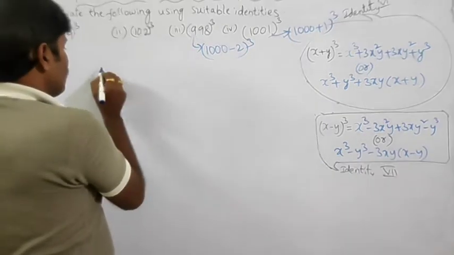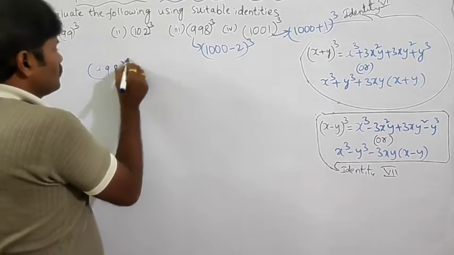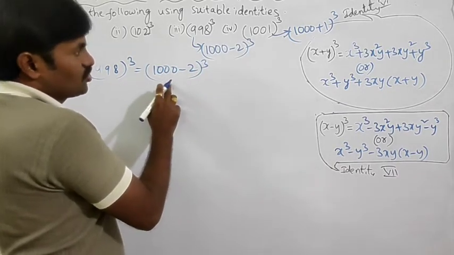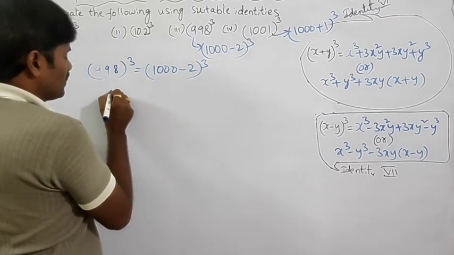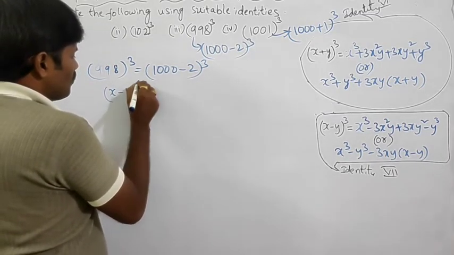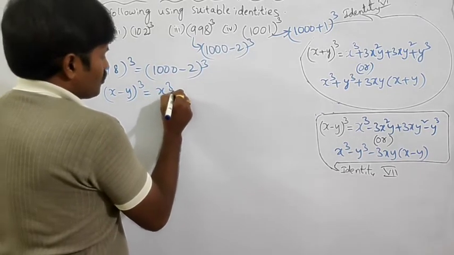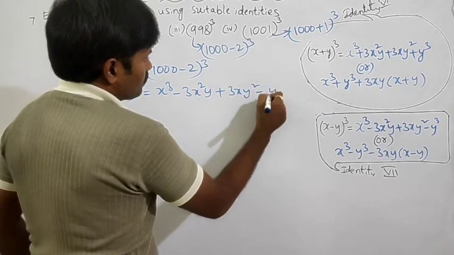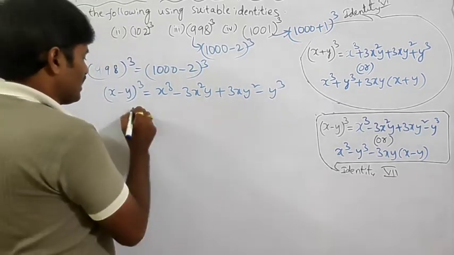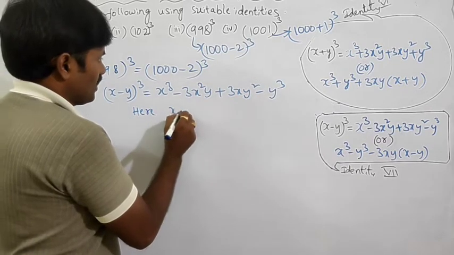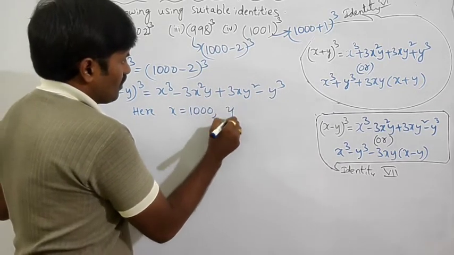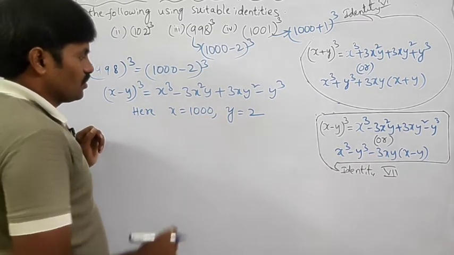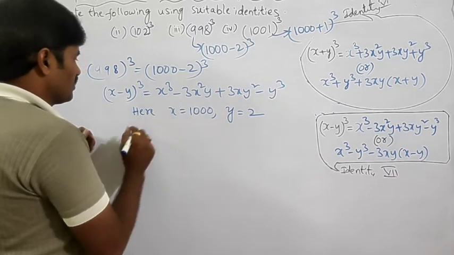Now see the solution of 998 whole cube. This can be written as 1000 minus 2 whole cube. Is it true? The suitable identity is x minus y whole cube, which equals x cube minus 3x square y plus 3x y square minus y cube. Is it true? Here what is x? Here x is equal to 1000 and y is equal to 2. Now put x equal to 1000 and y equal to 2 in this identity.